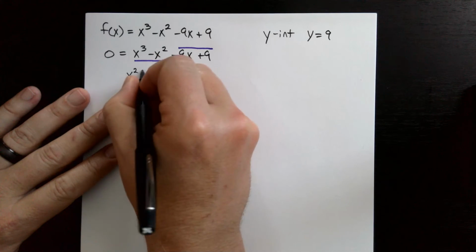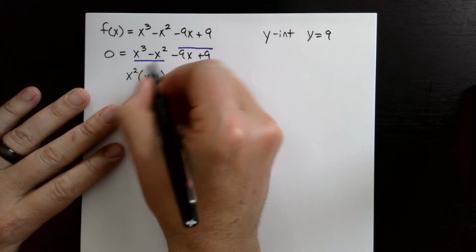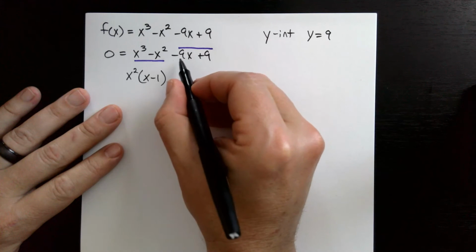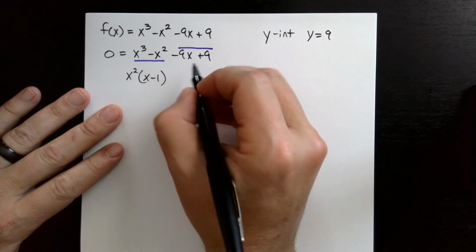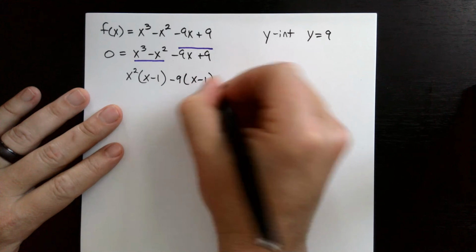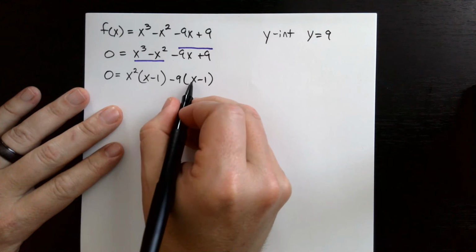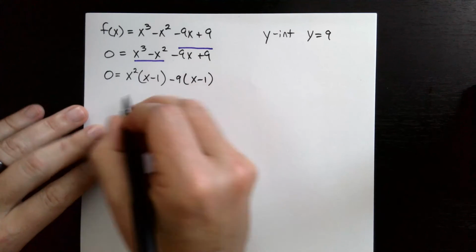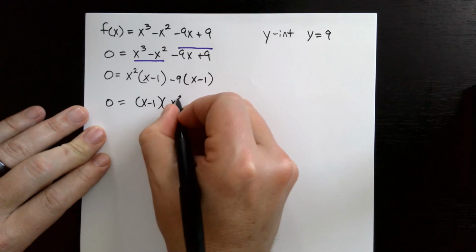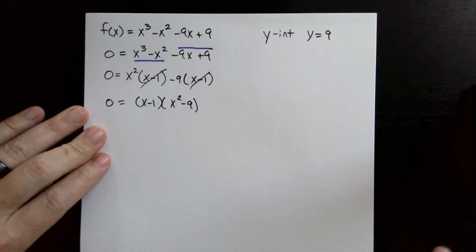Well, I can divide out an x squared, and that leaves x minus 1 when I factor this out of both those terms. And then what can I take out of these two terms? Since this is leading with a negative, I want to factor out a negative. So I'm going to factor out a negative 9, which gives me x minus 1 as well. And now since they both have an x minus 1 to give, I'm going to factor that out: x minus 1, and that leaves x squared minus 9.